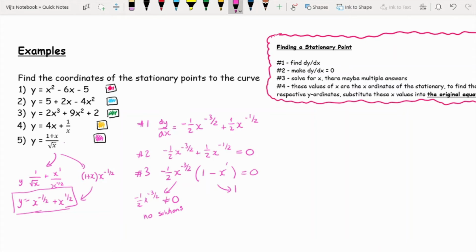Whereas for this, I've got 1 minus x equals 0, so x equals 1. I've now got my stationary point at x equals 1. And if I wanted to work out the y ordinate for this, when x equals 1, y is going to equal 1 plus 1 over root 1, which is just going to give me 2, which gives me a coordinate of 1, 2.